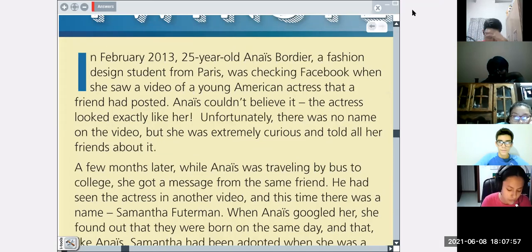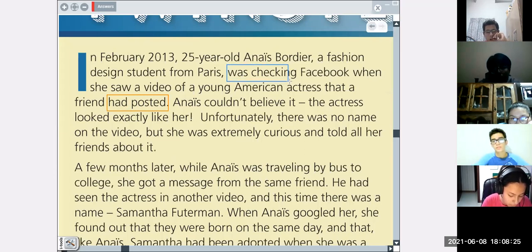In which sentence? She showed a video of a young American actress that a friend had posted. Had posted. Okay, this is past perfect, right? Had posted. Past perfect. Very good. Any other tense that you can see here? Past continuous, was checking Facebook. Very good. Any other tense?